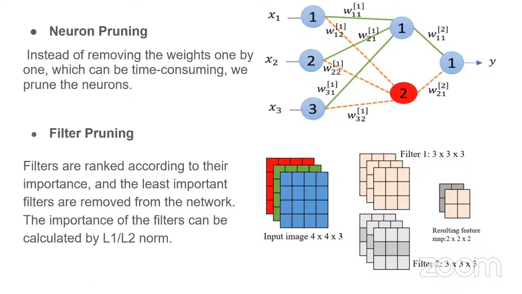Then filter pruning. Filters are ranked according to importance, and the least important filters are removed from the network. Suppose this is our input image, which is 4 by 4 by 3, and we are using a filter of 3 by 3 by 3. Once we are using this, the importance of the filters can be calculated by using the L1 or L2 norm.